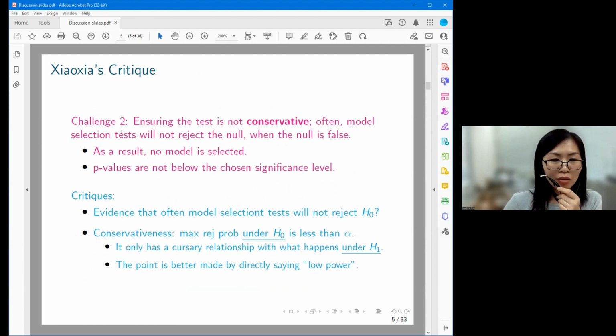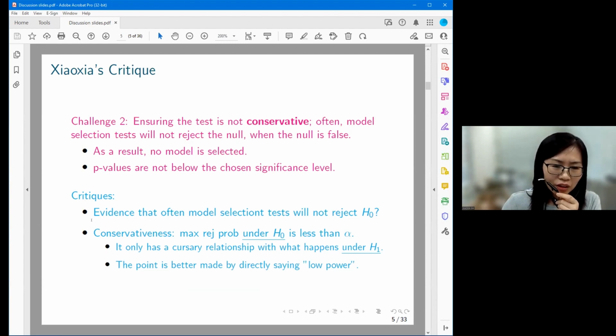So I have some discussion about this challenge. One is that I think the paper tries to make this point that it's hard to make the test not conservative, based on the claim that model selection tests will not reject the null when the null is false, in practice.